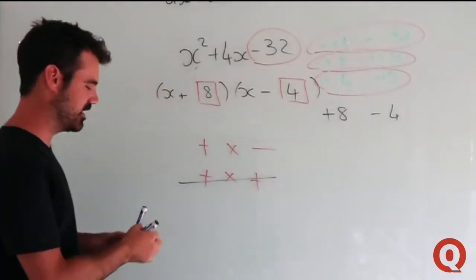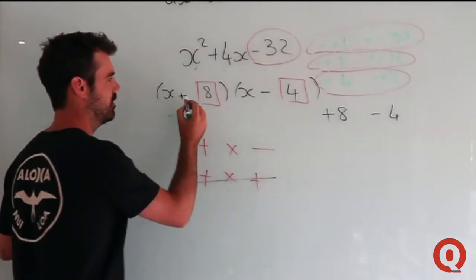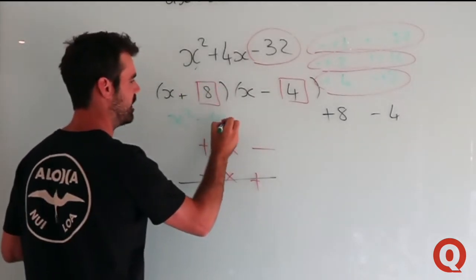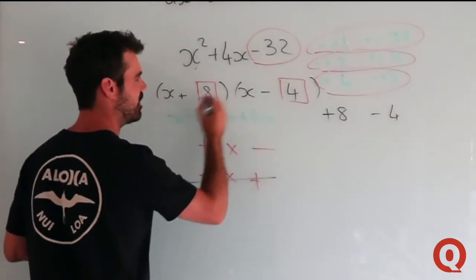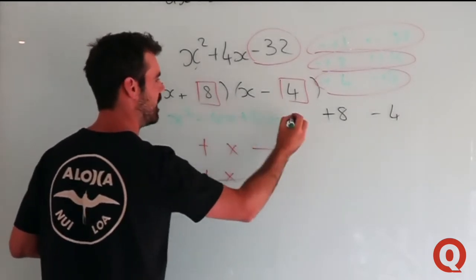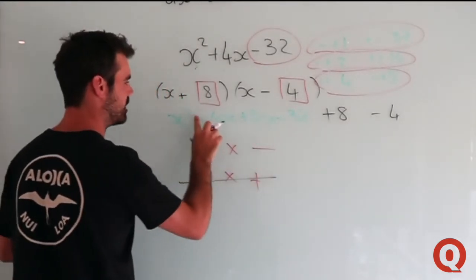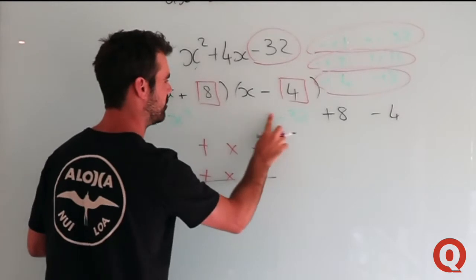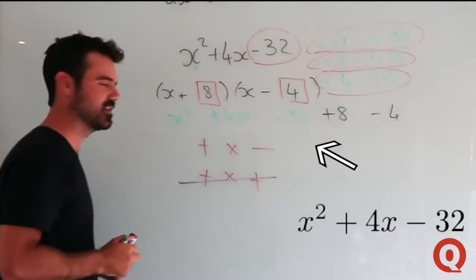And now we expand. Just to prove to you, x times x is x squared. x times negative 4 is negative 4x. Positive 8 times x is positive 8x. And a positive times a negative is my negative 8 times 4, 32. Add these together, I'm going to get negative 4x plus 8x is a positive 4x. So I've factorized it successfully.